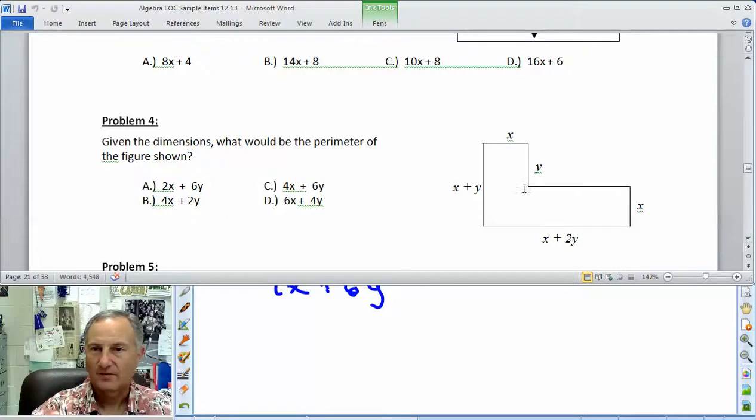Just add up your x's. We just had to find that length right there. They didn't give it to you. And that was x, so that must be 2y.